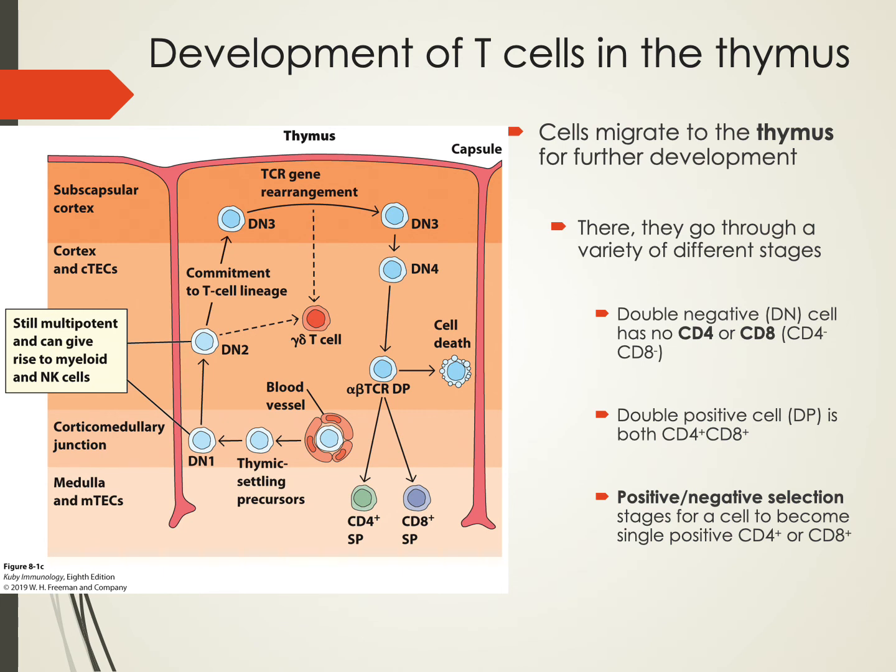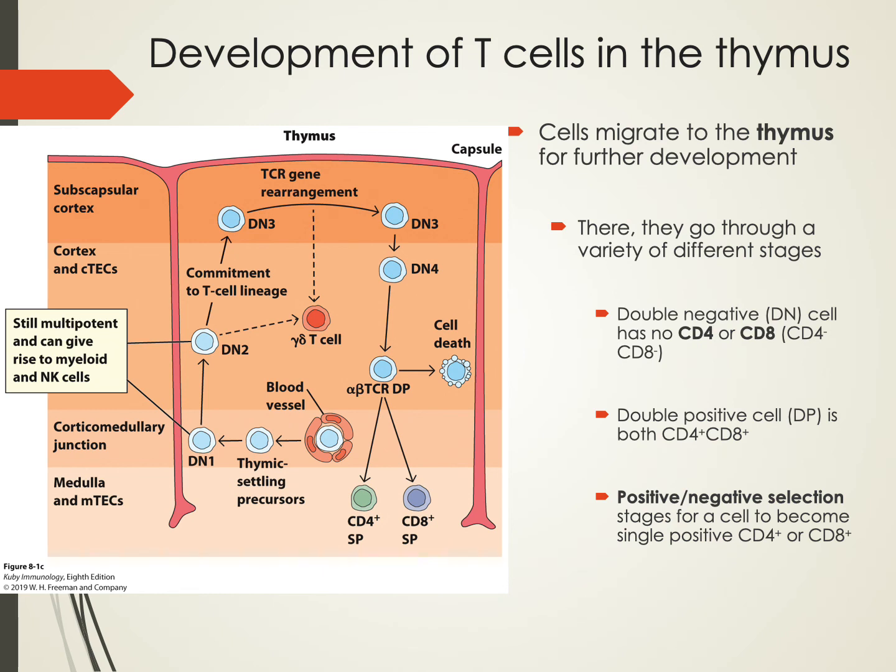So again, keep in mind that we have these precursor cells that are coming in. They're going to be double negative to begin with. And as they commit to the T cell lineage, they're moving out to the cortex. So the first event that's going to happen is that they're going to commit to the T cell lineage. This is usually referred to as the DN2 stage. This information kind of is lacking from your textbook.